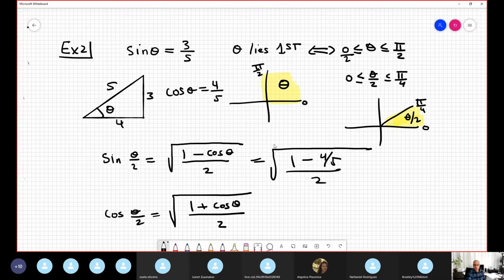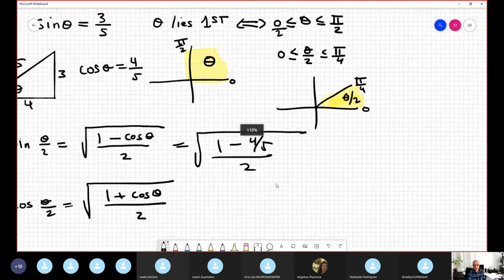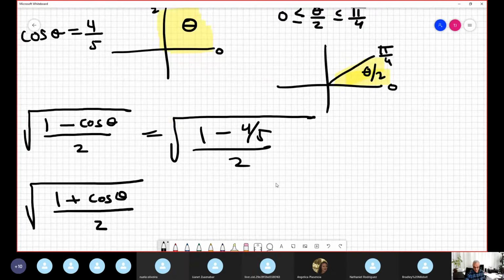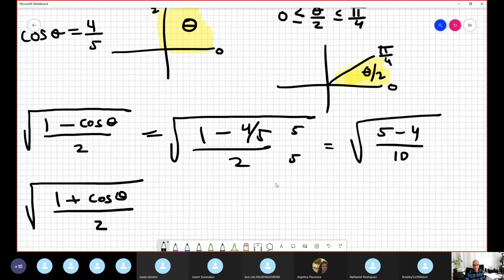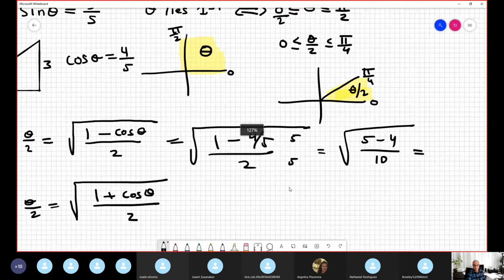Okay, one efficient way to compute this complicated fraction with roots is to multiply. In order to eliminate the fraction, you multiply by 5, top and bottom. So, square root of (5 minus 4) divided by 10. Look, you multiply 5 times 1 is 5, and you multiply 5 times 4 over 5, you cancel out the 5, and you get 4. So the answer is 5 minus 4, which is 1.